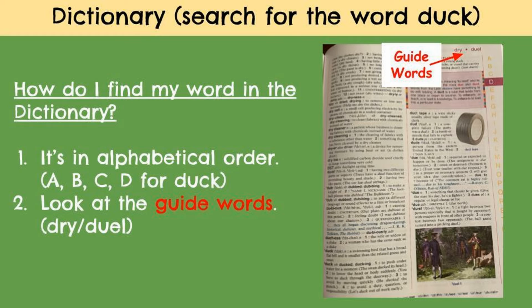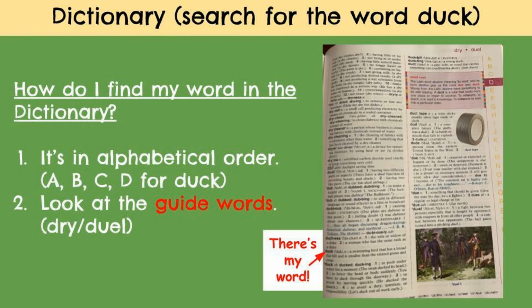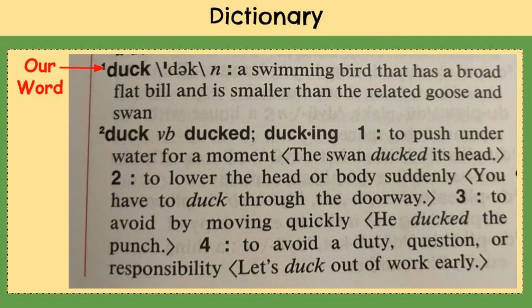Then we're going to look at the guide words to help us find which D page we're going to look on. In this case, we're looking at the words dry and dual. The word duck, D-U, comes right before the word dual. First, we find the word duck.